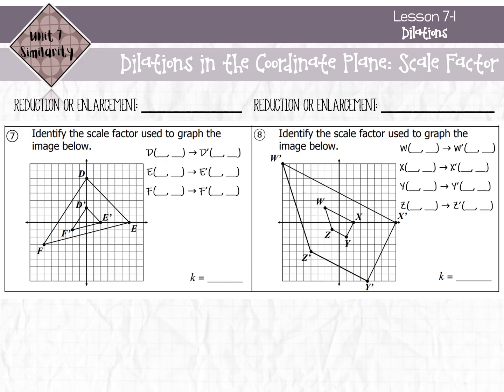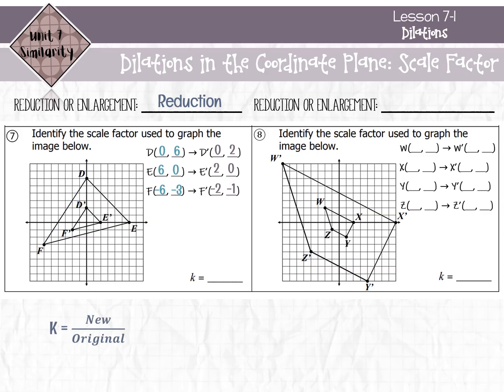Let's look. Ooh, they already have it there for us. The original without the primes, and then the image with the primes. So that's a reduction. It got smaller. Let's write down the coordinates. Point D is at the point 0, 6. D prime is at the point 0, 2. E is at the point 6, 0, while E prime is at the point 2, 0. And F is at the point negative 6, negative 3. F prime is at the point negative 2, negative 1.